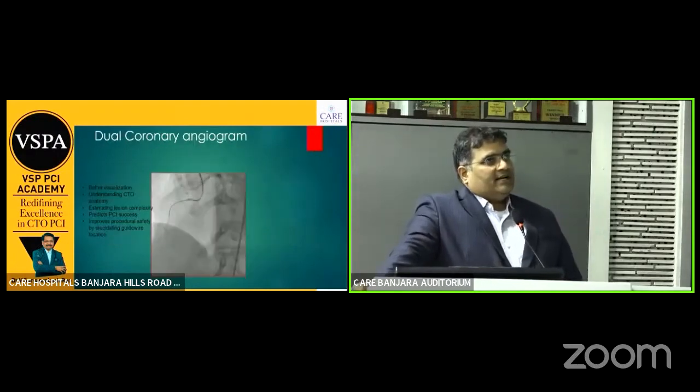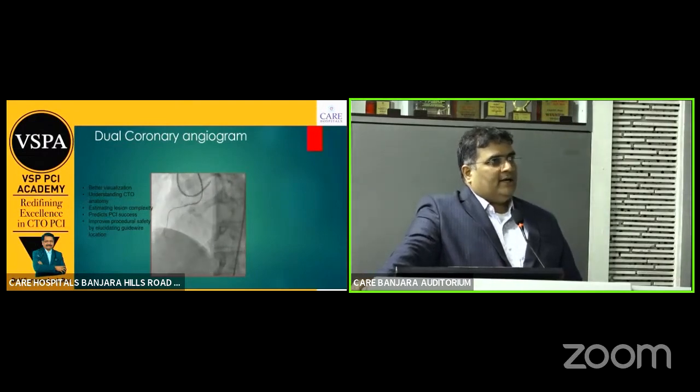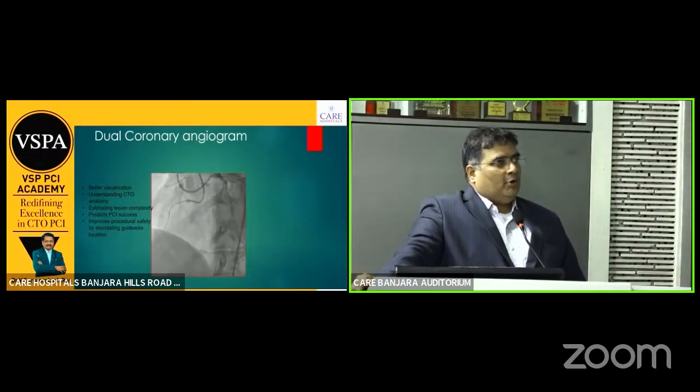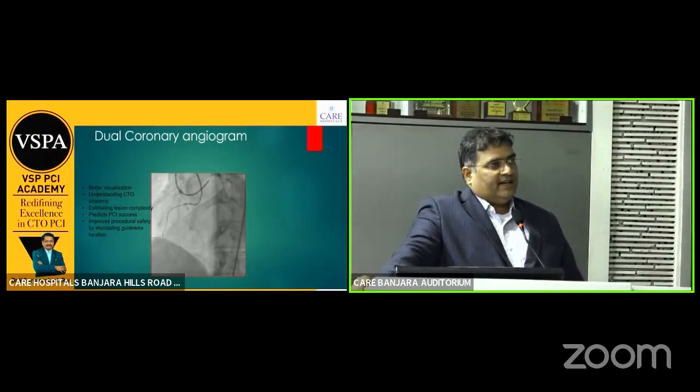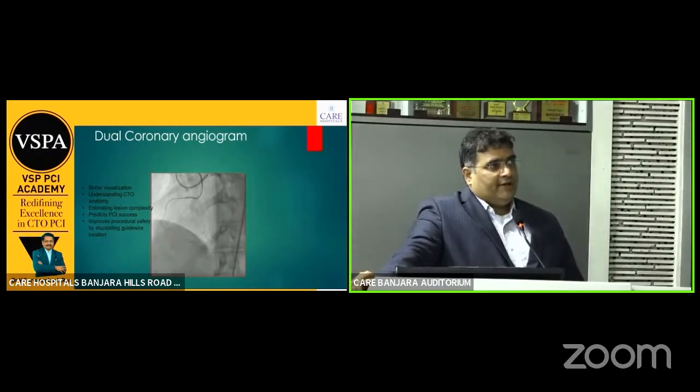So this was the standard plan. I am sure most of you would agree. The simplest and the most potent technique for a successful CTO PCI is the first step, to do a dual coronary angiography. It is very essential for us. And for doing a dual coronary angiography, both catheters have to be guide catheters, and both have to have independent pressure monitoring systems. This is for safety of the procedure.